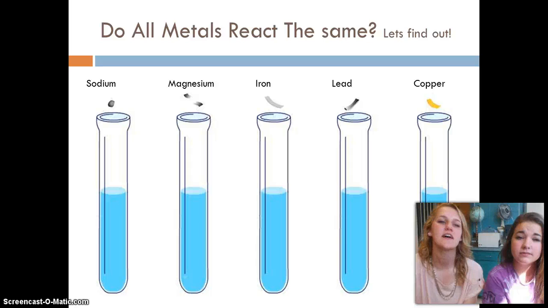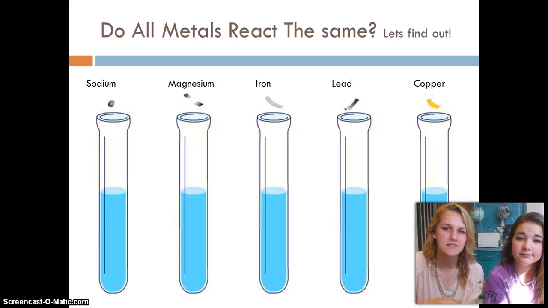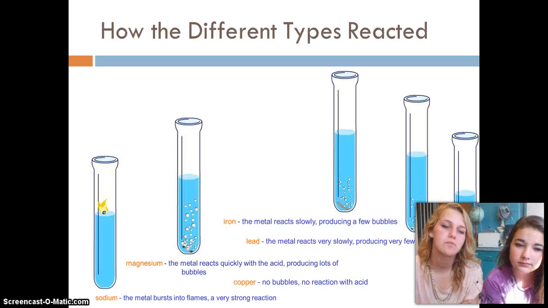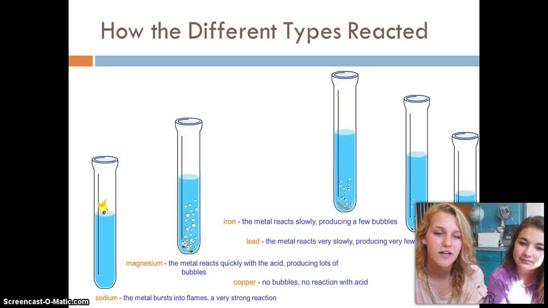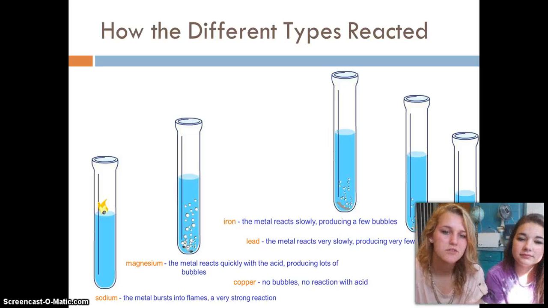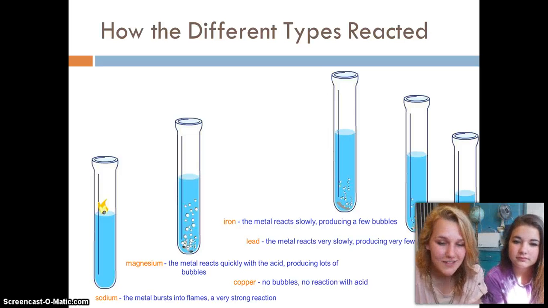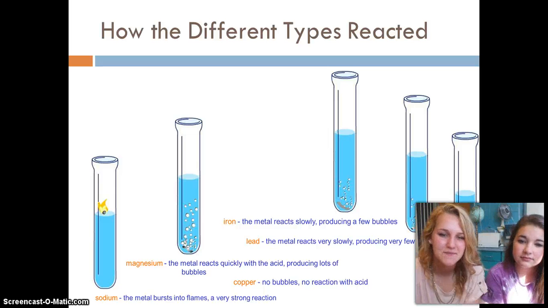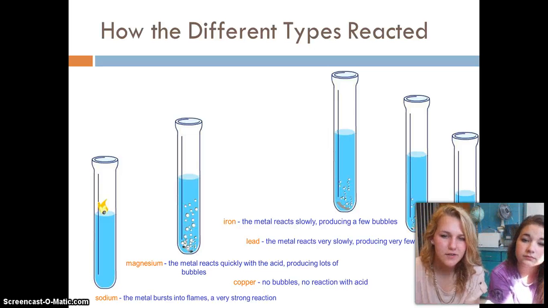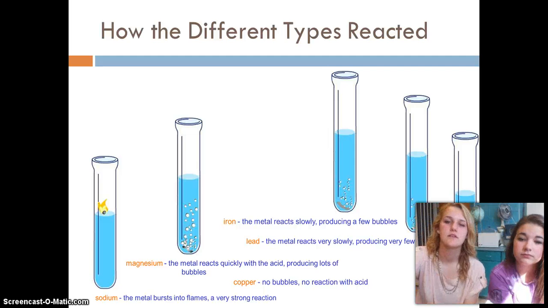This is an example of how different types of metals react, and it explains how they all react differently. Sodium, the metal bursts into flames, and it's a very strong reaction. Copper does nothing. Magnesium, the metal reacts quickly with the acid, producing lots of bubbles. And then lead, the metal reacts very slowly and doesn't really do much. Same thing with iron, but producing a few bubbles. And that's the end of our presentation. Yay.